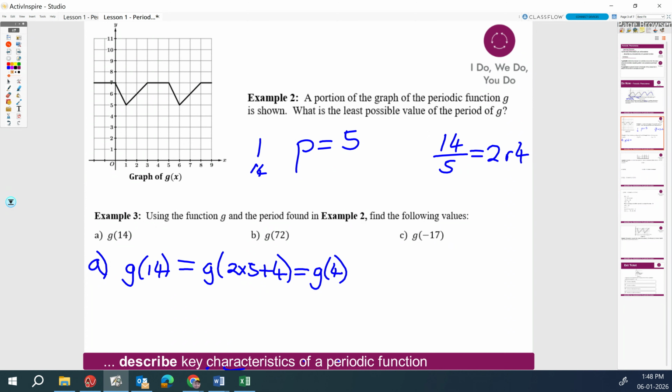In the same way that this point here is going to have the same value as this point here. We can take away multiples of the period. So all we have to do now is find where g of 4 is. So g of 4 is here, so this is going to be equal to 7. Have a go now at B and C for yourself.